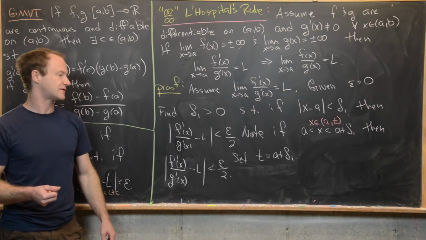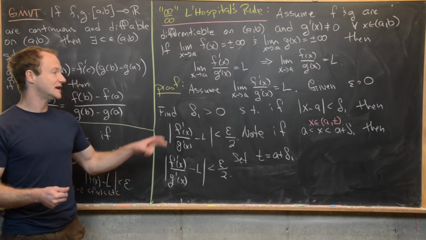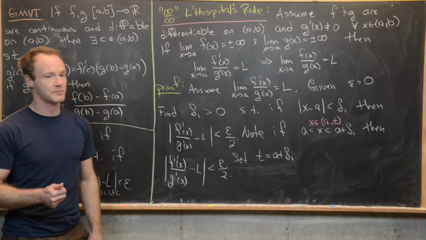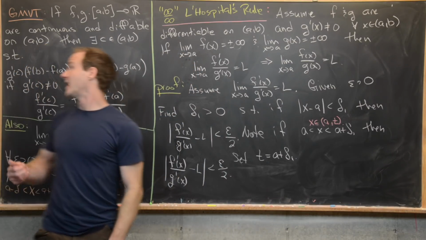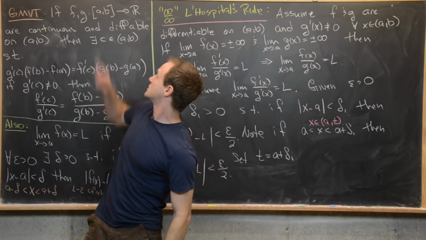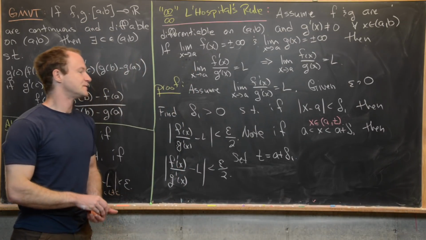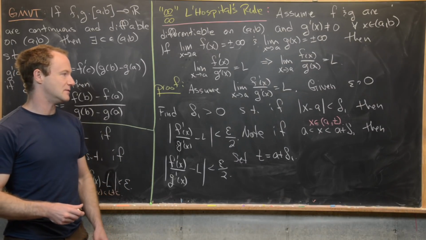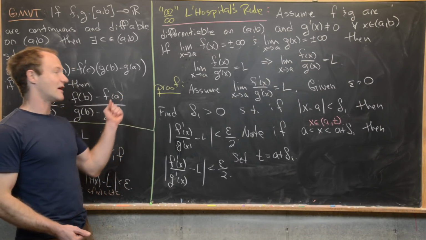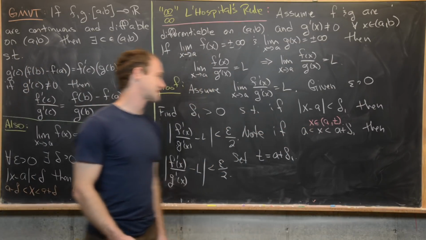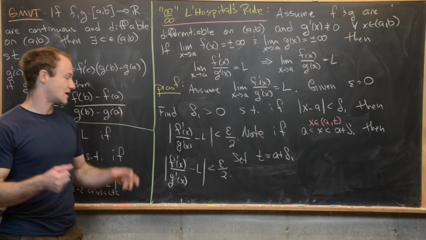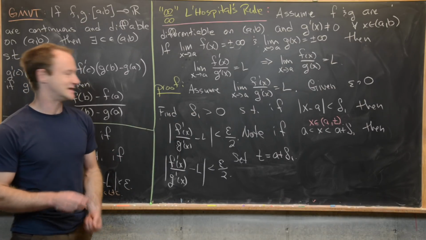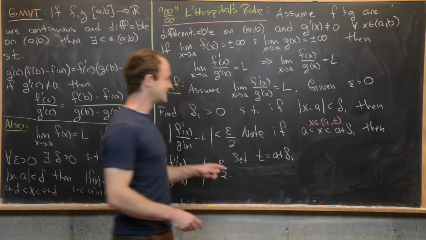That means they're not defined at a, which means we cannot apply this generalized mean value theorem where the left-hand endpoint is a, because we need continuity at a. So instead, we will apply this generalized mean value theorem where the left-hand endpoint is x, where this x is just some arbitrary fixed number on that open interval a to t.